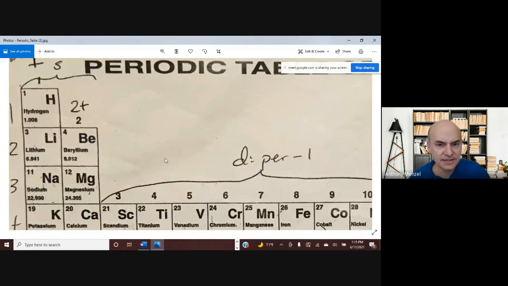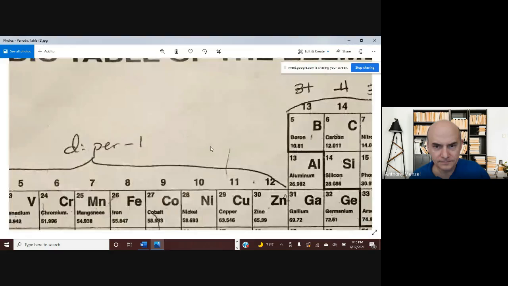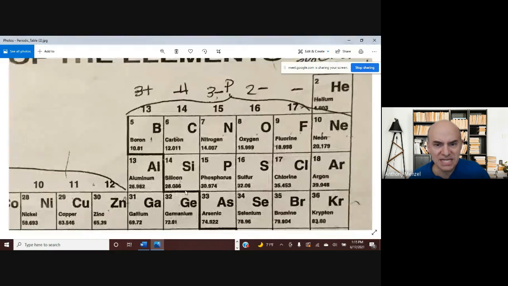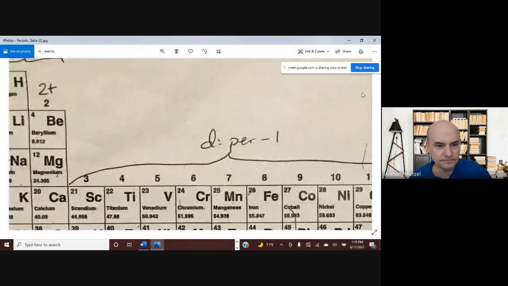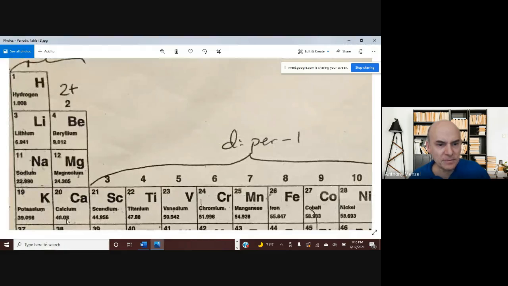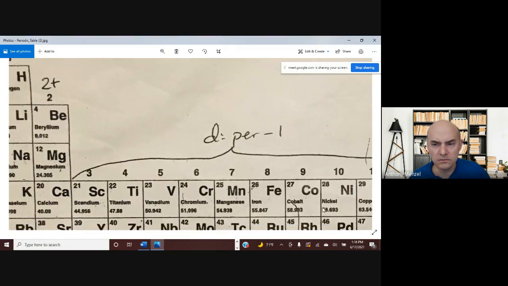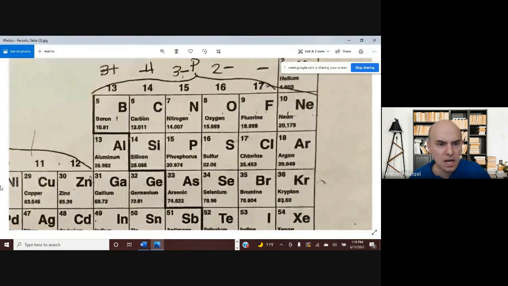sodium, magnesium, aluminum, silicon, phosphorus, sulfur, chlorine, argon, potassium, calcium, scandium, titanium, vanadium, chromium, manganese, iron, cobalt, nickel, copper, zinc, gallium, germanium, arsenic, selenium, bromine, krypton.